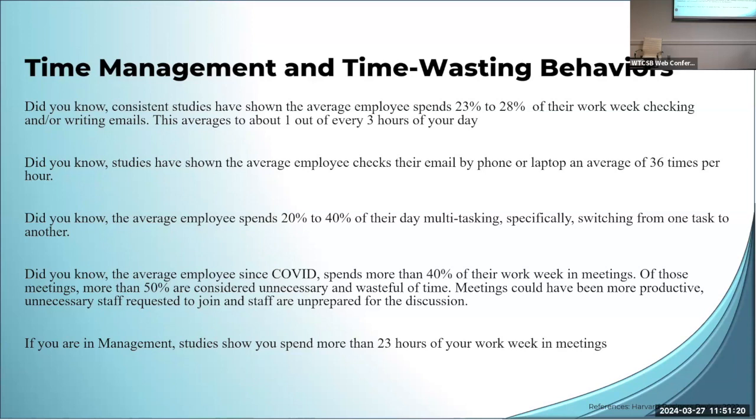Studies have shown the average employee checks their email by phone or laptop at an average of 36 times per hour. Does this sound about right? I had to check because I was like, what about that? I hit about 42 the day I checked because a lot of us keep Outlook open while doing other things, and so we're constantly going back and forth. Some people have turned those little notifications off, I like it, but it also gets me checking my email even more frequently. Being on your phone, anything like that, gets you to look and check your email. The average employee spends 20 to 40% of their day multitasking, switching from one task to another.